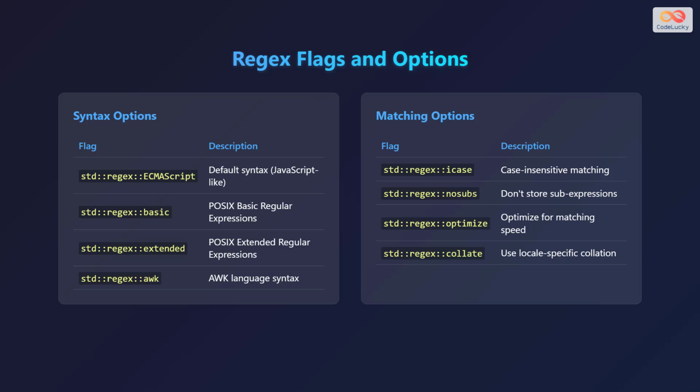Matching options include std::regex::icase, which performs case-insensitive matching; std::regex::nosubs, which tells the regex engine not to store sub-expressions, potentially improving performance if you don't need to access captured groups; std::regex::optimize, which optimizes for matching speed; and std::regex::collate, which uses locale-specific collation for comparing characters.